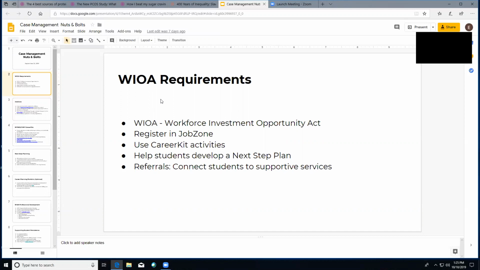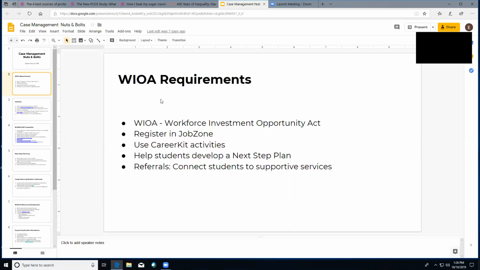Another is to use Career Kit activities. There is no specified number of activities, but programs just need to use some amount of Career Kit activities, which we'll talk about today. And then the next thing is that case managers have to help students develop a next step plan. A next step plan means what are they going to do when they have finished your program. For lower level students, they would be going to a higher level. For higher level students, we really have to figure out with them what they want to do next.